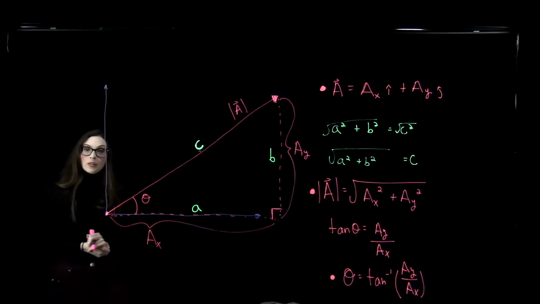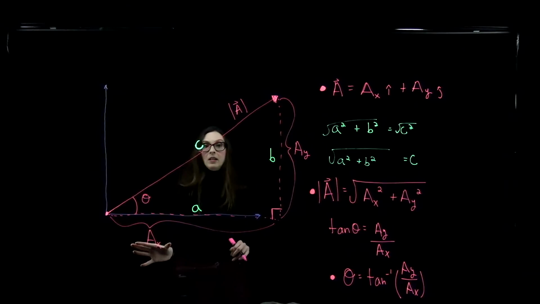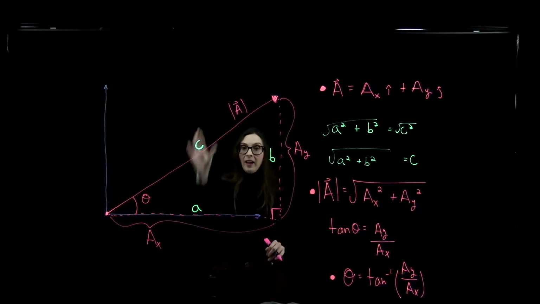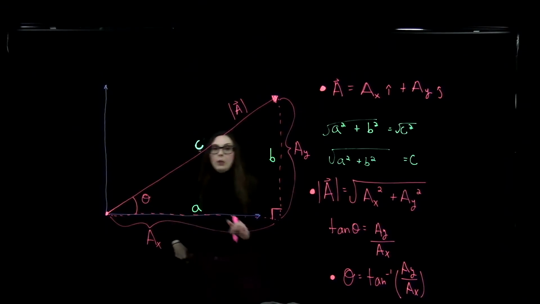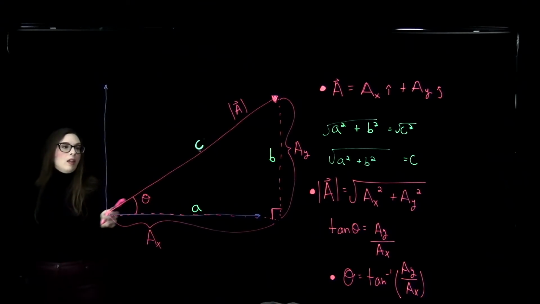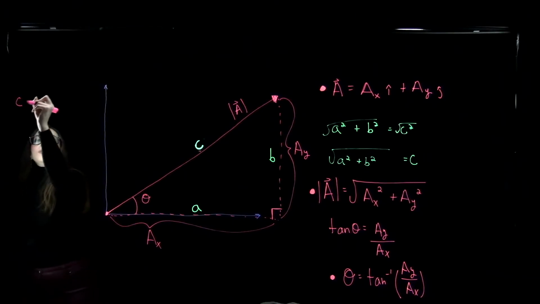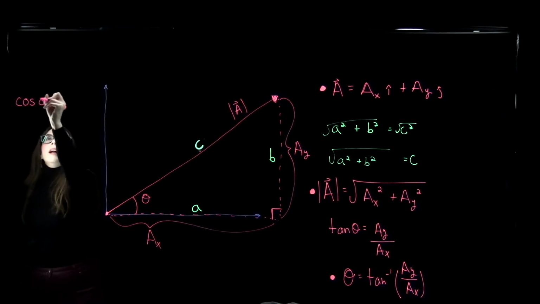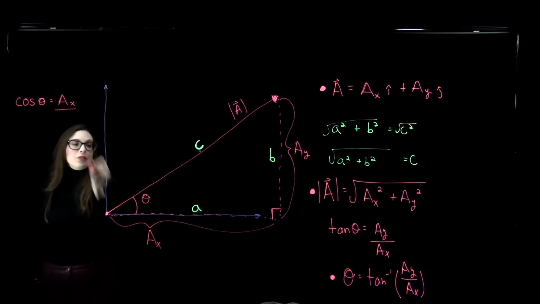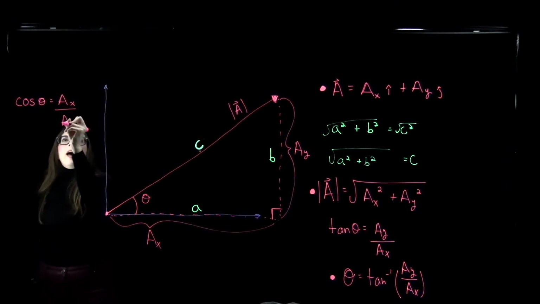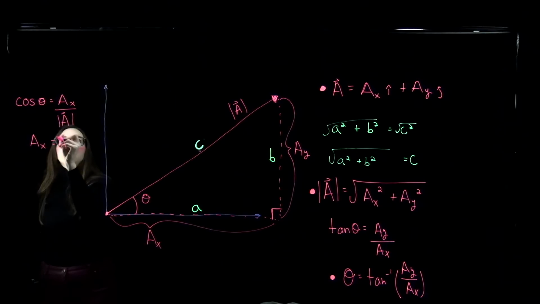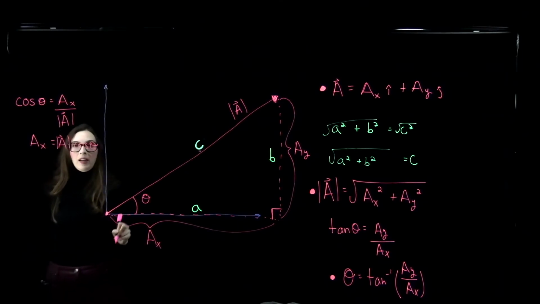We can also figure out what Ax is and Ay is if we know the magnitude of A and we know this angle here, theta. And we can do that by thinking about sine or cosine. So let's start with my angle theta here, and let's think about cosine. Cosine of my angle theta is equal to the adjacent side, Ax, over the hypotenuse, which is the magnitude of my vector. So Ax is equal to the magnitude of my vector A cosine of my angle theta.